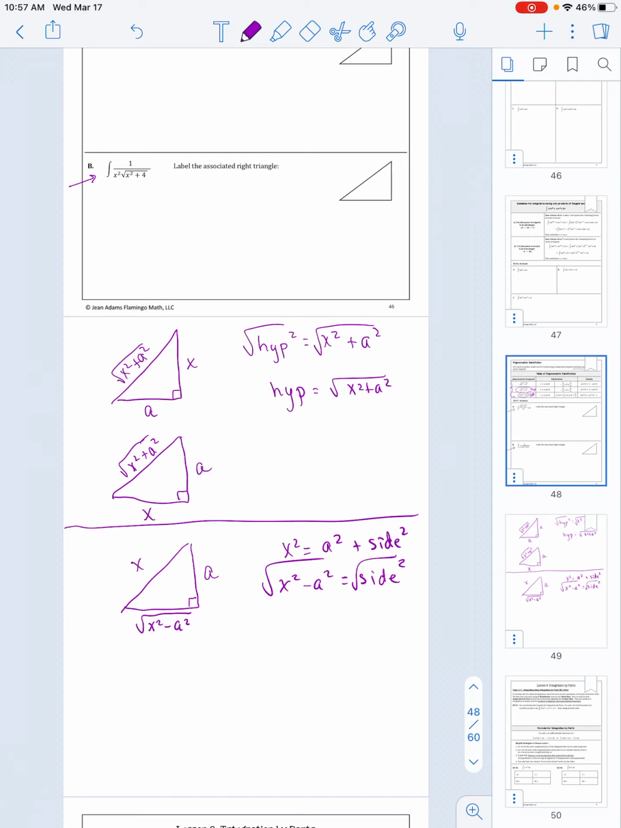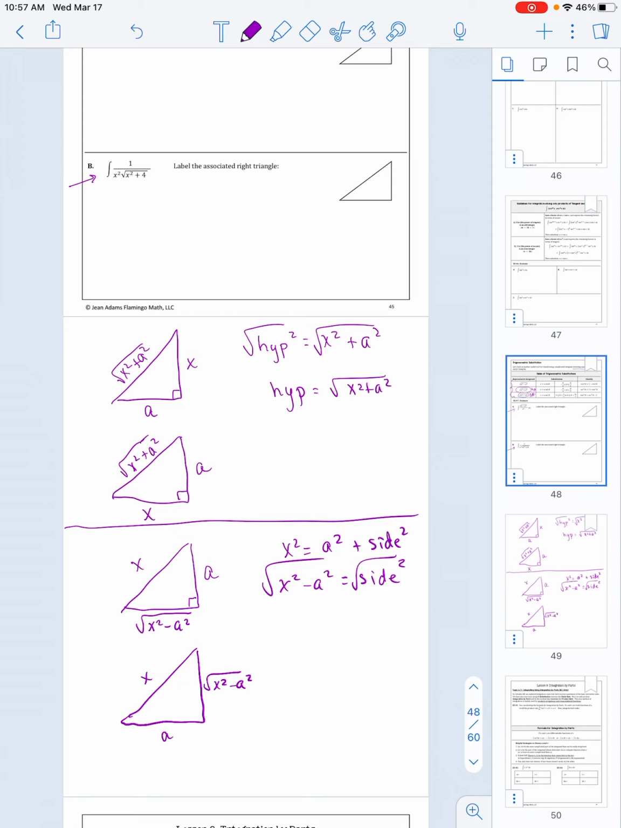And it also holds true as long as your x is your hypotenuse. This could have been your a. This would have been your square root of x squared minus a squared. So however the situation is. So that's the second situation.